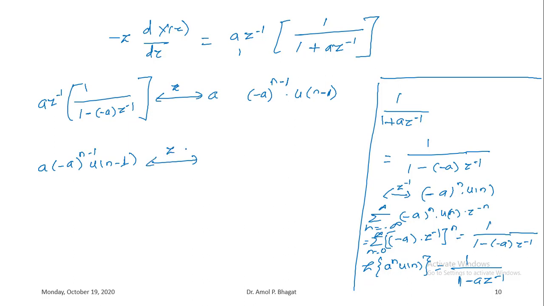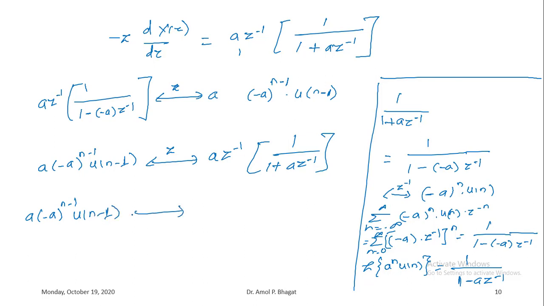So this is the Z transform of this particular term, that is a z inverse upon 1 plus a z inverse. That is nothing but a into minus a to the power n minus 1 u of n minus 1, which is nothing but minus z dX of z upon dz. But we know that minus z dX of z upon dz is obtained from the Z transform of n into x of n.